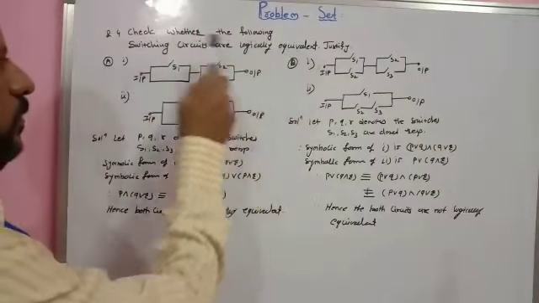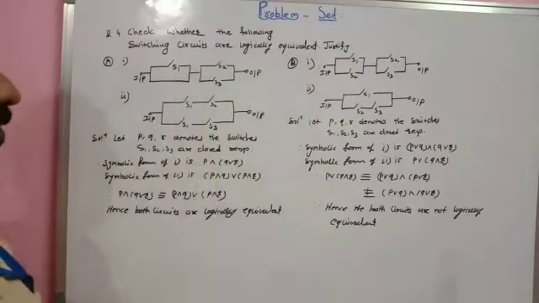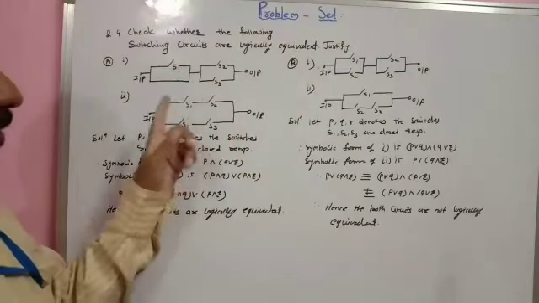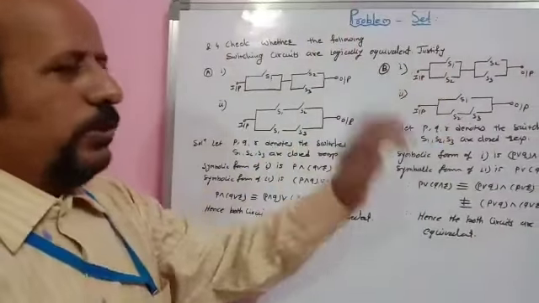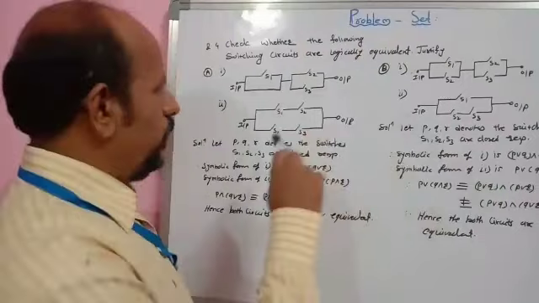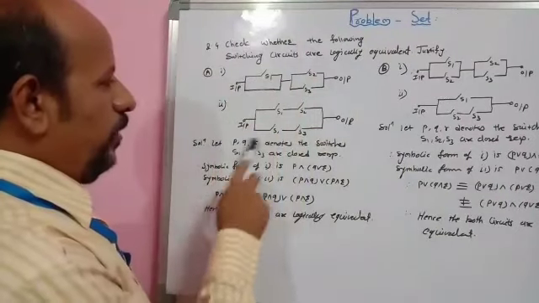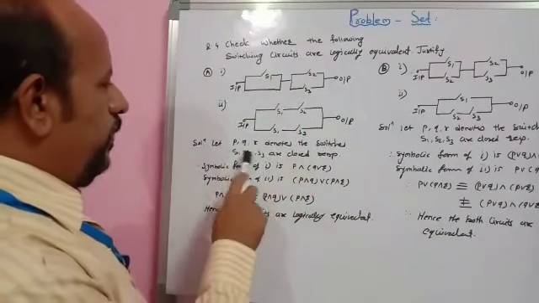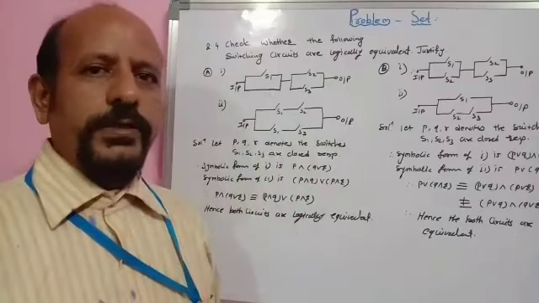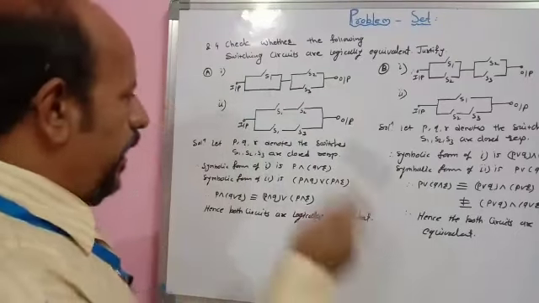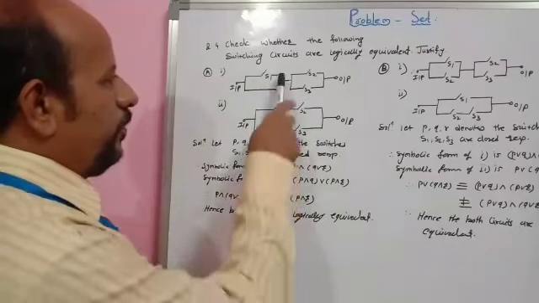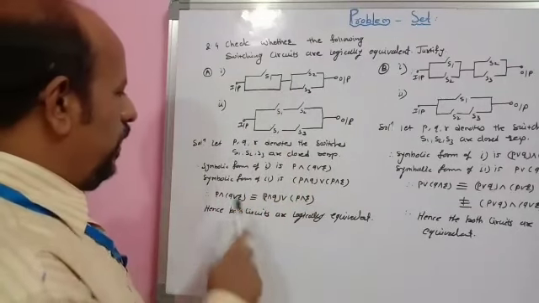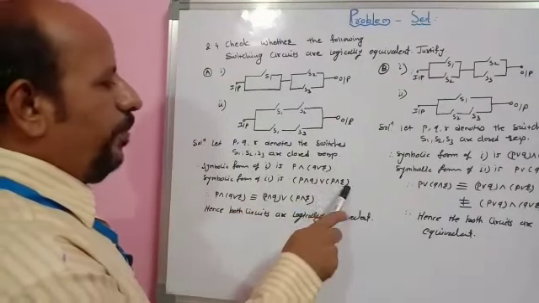Here there are 2 examples, and each has 2 circuits. We have to check whether both are logically equivalent. First, we observe the circuits and give the names P, Q, R, S1, S2, S3 closed. We give the switches and write the symbolic form of the given circuit: first is P and Q or R, second is P and Q or P and R.